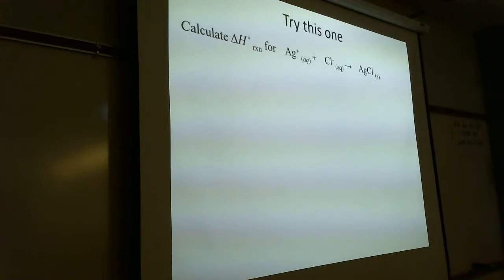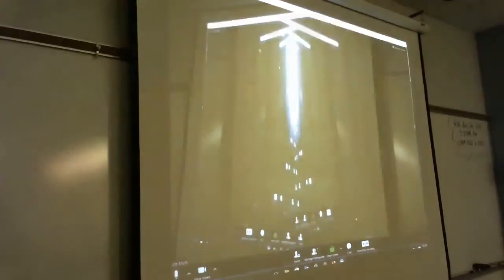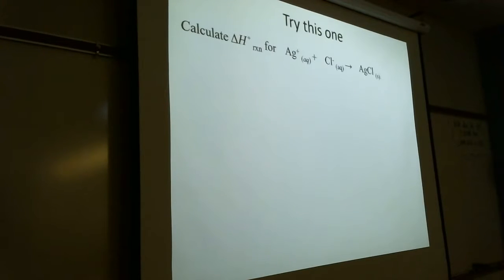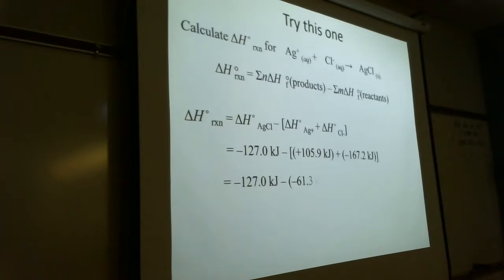All right, what about formation of this precipitate? Ag plus and Cl minus. There's the net ionic equation. Net ionic equation here, right? Forming a precipitate. So I came up with negative 65.7. Again, your answer might vary ever so slightly based on number of sig figs in your reference page versus mine, but it shouldn't be a major, major difference.